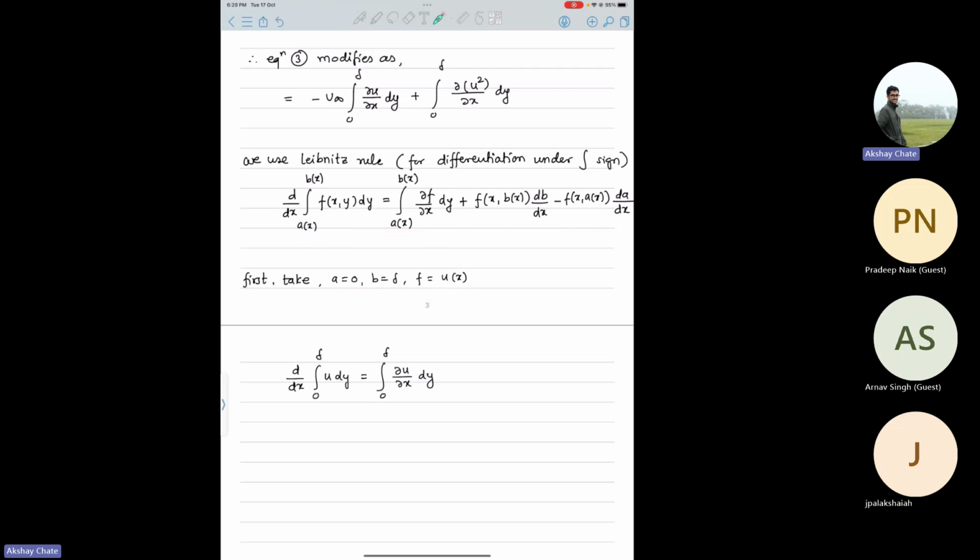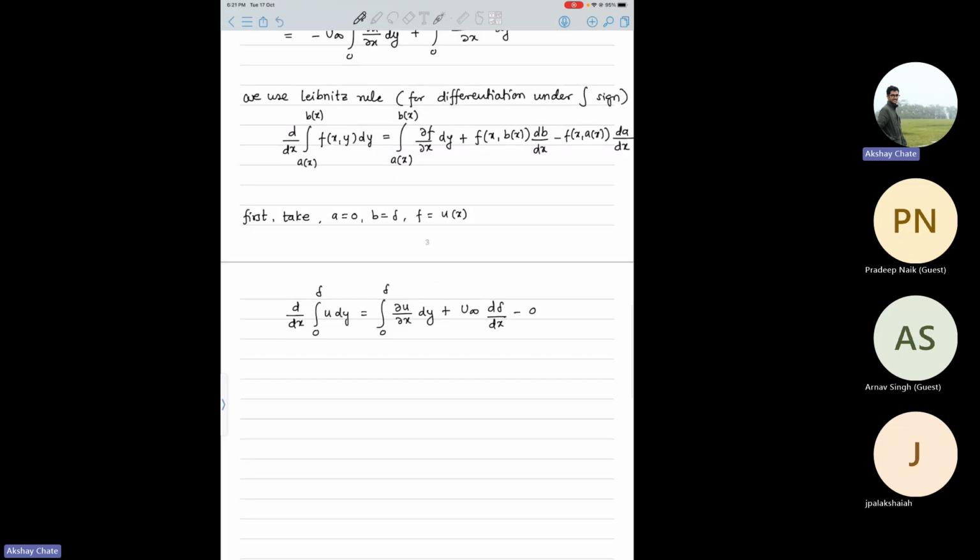You can try to understand that way. And then you have f of x into b. So basically u value at delta. That will be nothing but u infinity, the free stream velocity. Then you will have d delta by dx. And since a is 0, that term will not appear. So that will be basically 0.